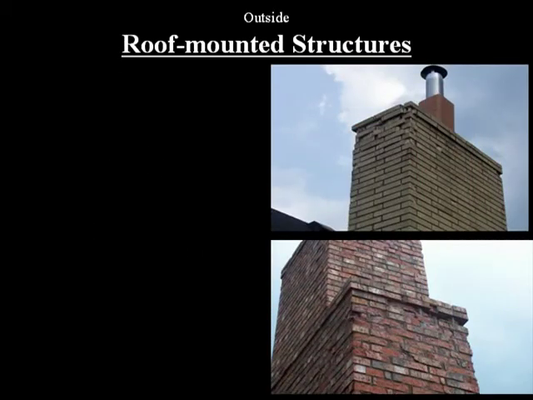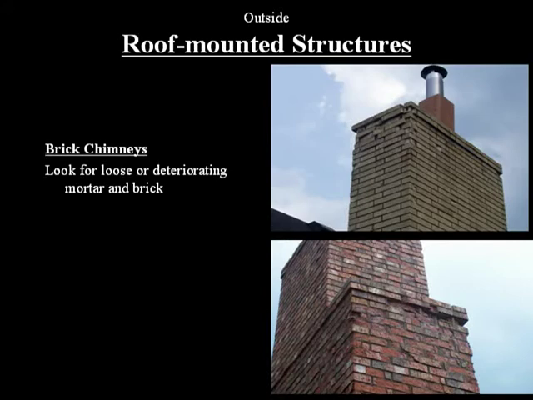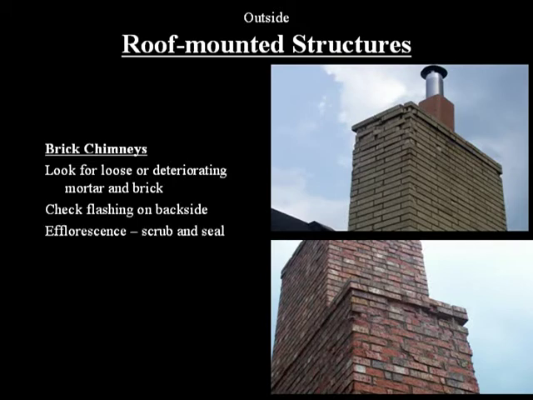If you are observing a brick chimney, look for loose, deteriorating mortar and bricks, especially on the back side. It's very important to have flashing present on a downsloping roof so water cannot build up and infiltrate the house. If you see signs of efflorescence, scrubbing the bricks with muriatic acid and coating them with the silicone sealant will protect them from early disintegration.